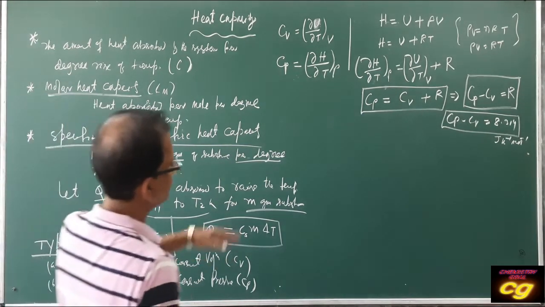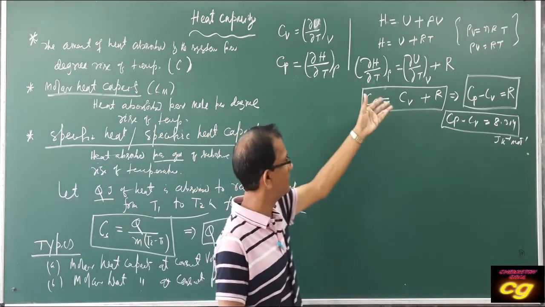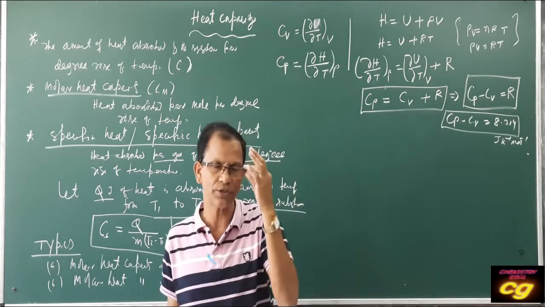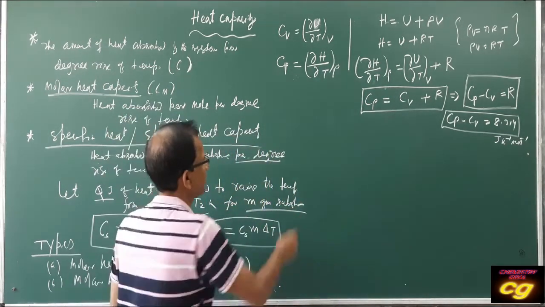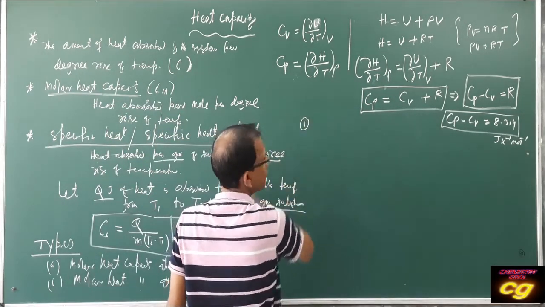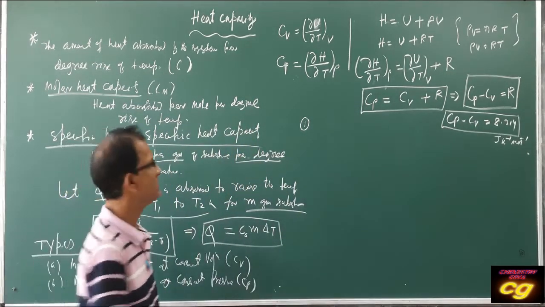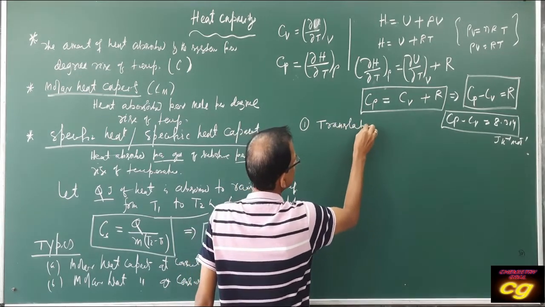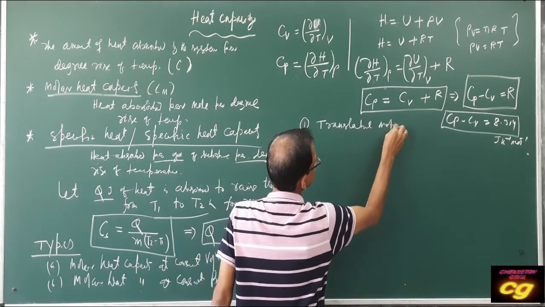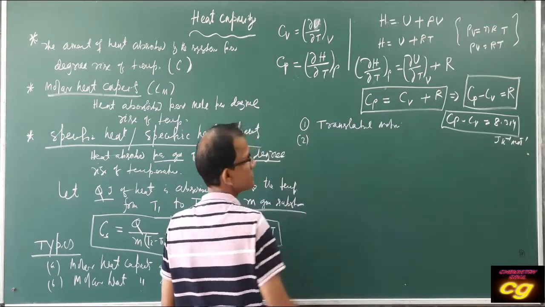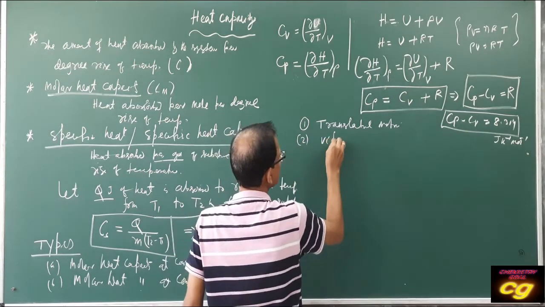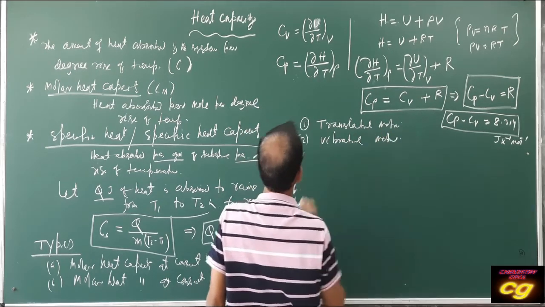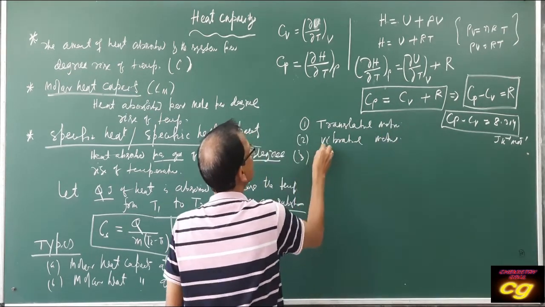Cp and Cv, both of these are the amount of energy. The amount of energy possessed by the system depends upon three types of motion. One is translational motion. Second one is vibrational motion. Another is rotational motion.